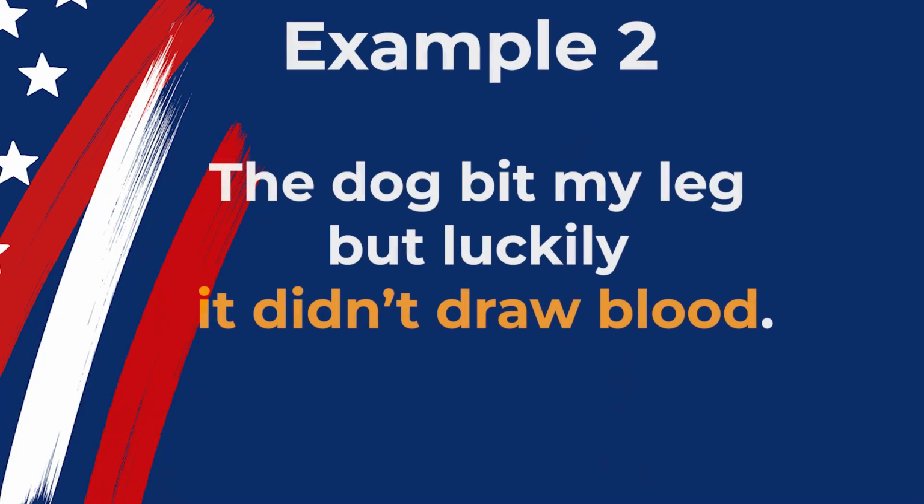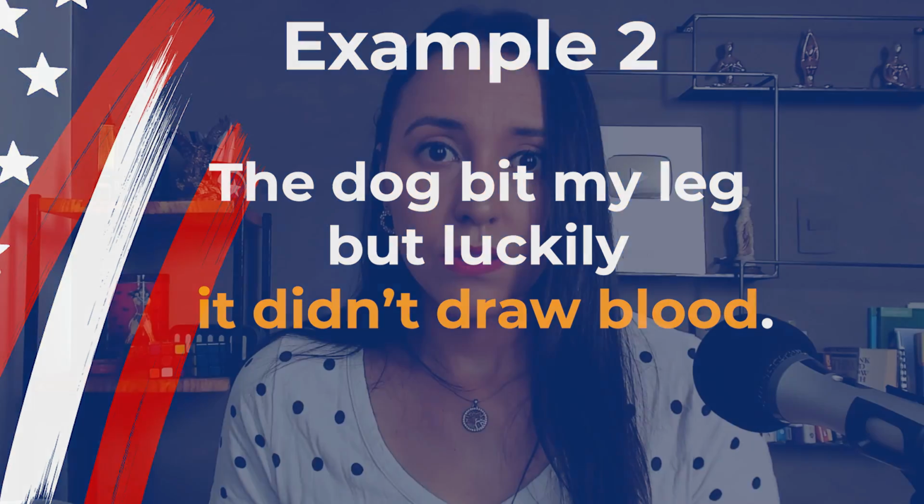But in the second example I'm going to show you, it may actually be true. It may actually happen, not because you want it. Maybe it was an accident, or maybe it was a really bad fight and someone drew blood from another person because they were angry. So take a look at the screen. The dog bit my leg, but luckily it didn't draw blood. Bit is the past of bite. So it didn't draw blood.